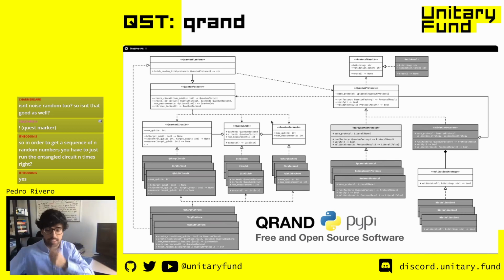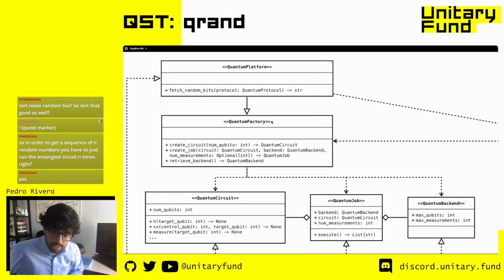What we implemented in QRAND is, first of all, a class that's the quantum platform class, and this implements another class, which is a quantum factory. Through this quantum factory, we are allowed to create quantum circuits, quantum jobs, and quantum backends. So how do we use this?